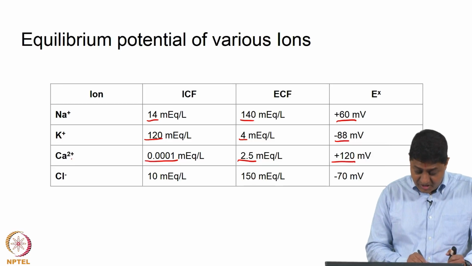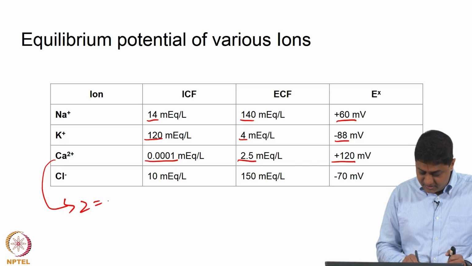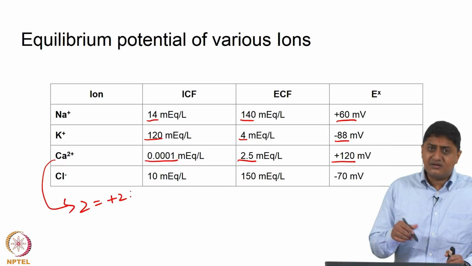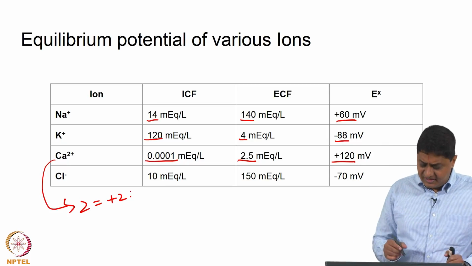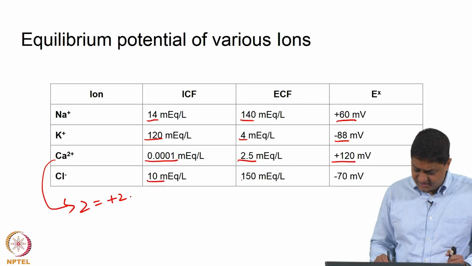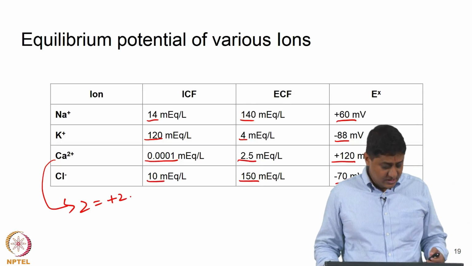So, for calcium Z is equal to plus 2, remember. Also note that in the exam problems the actual numbers may vary, so you will have to substitute appropriately. These are some examples that I am giving. So, this is 10 and 150, and the equilibrium potential is minus 70 millivolts.